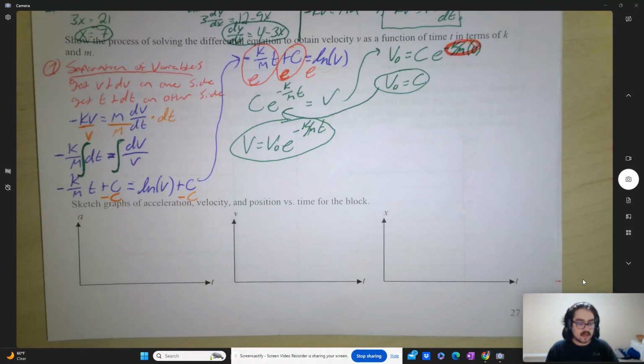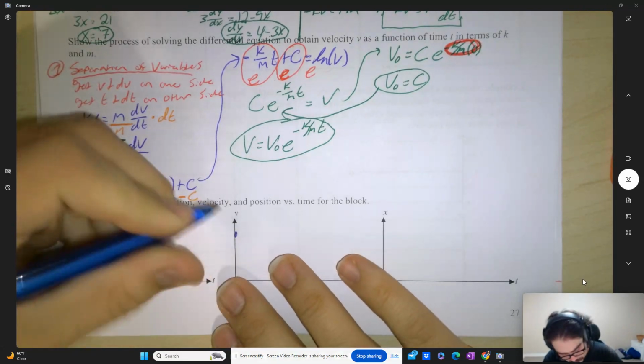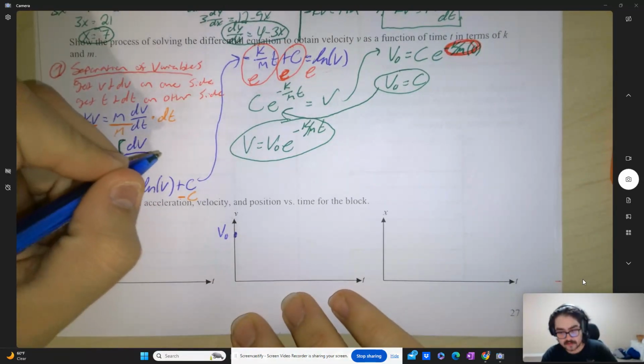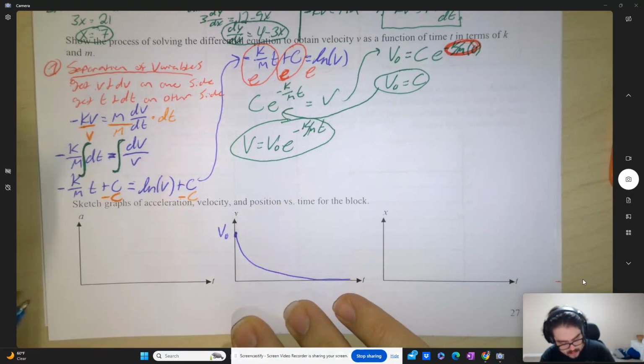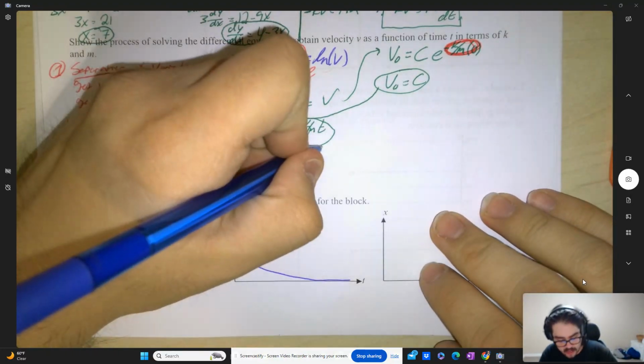Okay, so as we saw earlier, the velocity function just starts at v naught. That's our intercept, and it's going to look kind of like this. This is what we sometimes call the exponential turning off function.